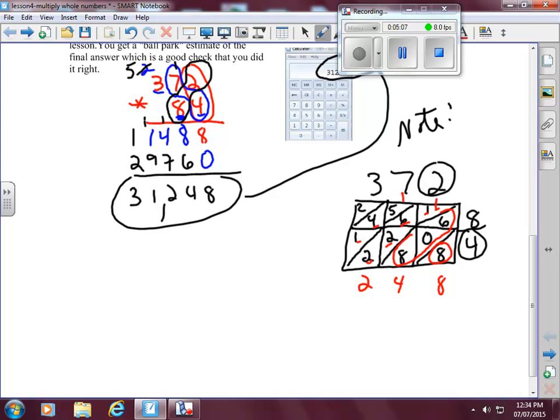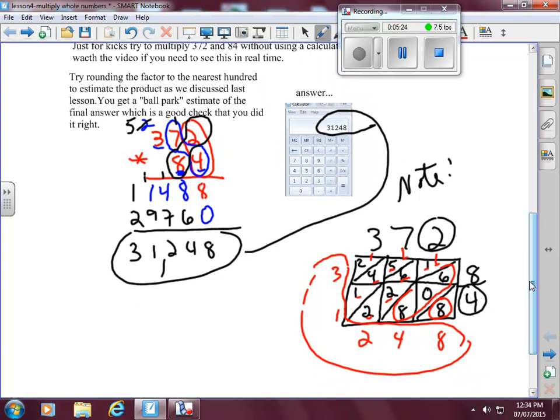1 plus 4 is 5, plus another 5 is 10, 11. Put the 1, carry the 1. And look at that. 31,248. So that's kind of another cutesy way of multiplying. It just depends on your training.